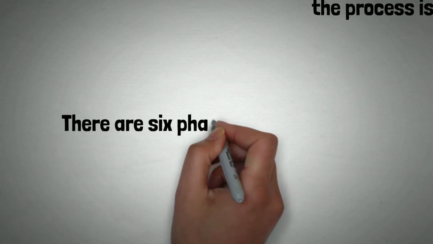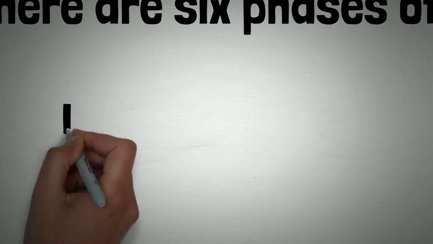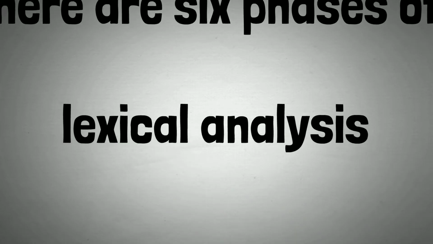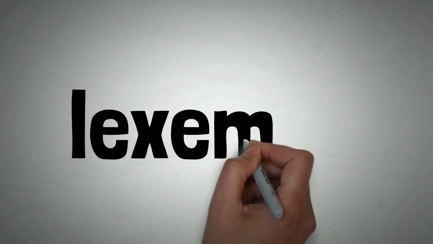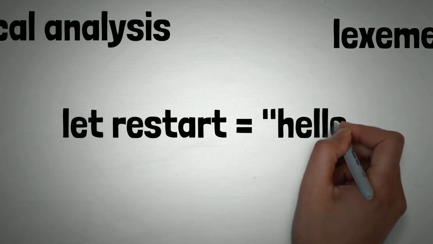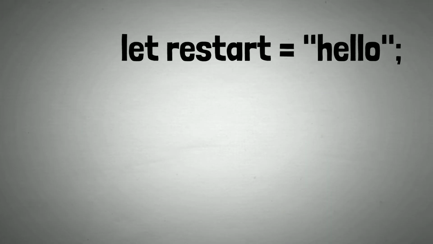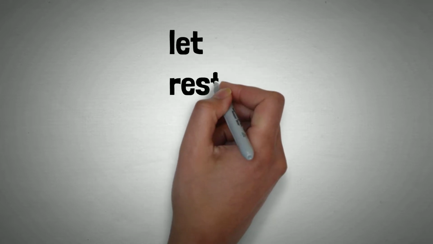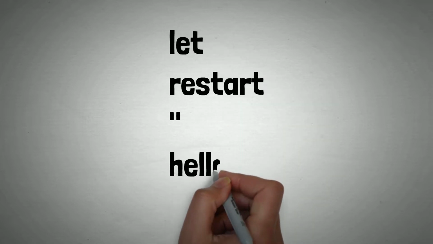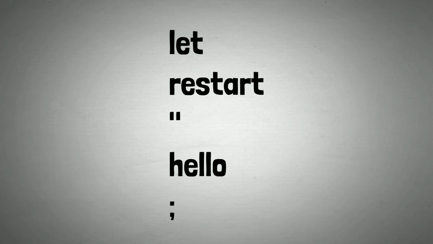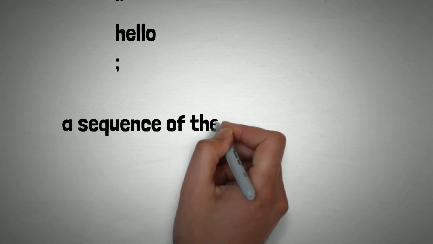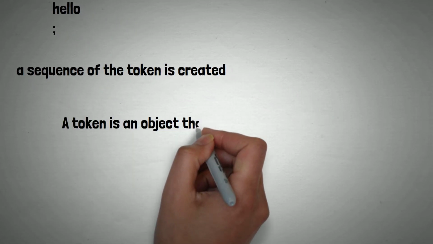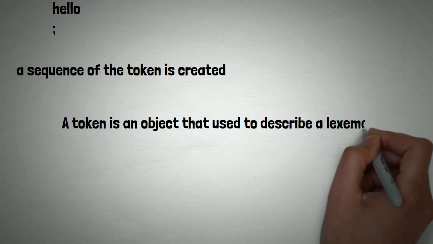There are 6 phases of compilation. Number 1 is the lexical analysis. It's the first phase of the compilation process. During this phase, the compiler splits the code into fragments called lexemes. In this example, we can see that there are 5 fragments, which look like this: let, restart, equal sign, hello, semicolon. After splitting the code into lexemes, a sequence of tokens is created. What is a token? A token is an object that is used to describe a lexeme.